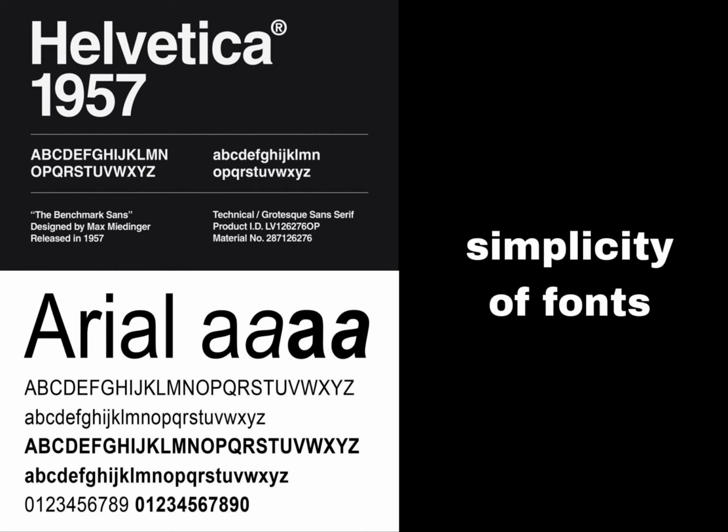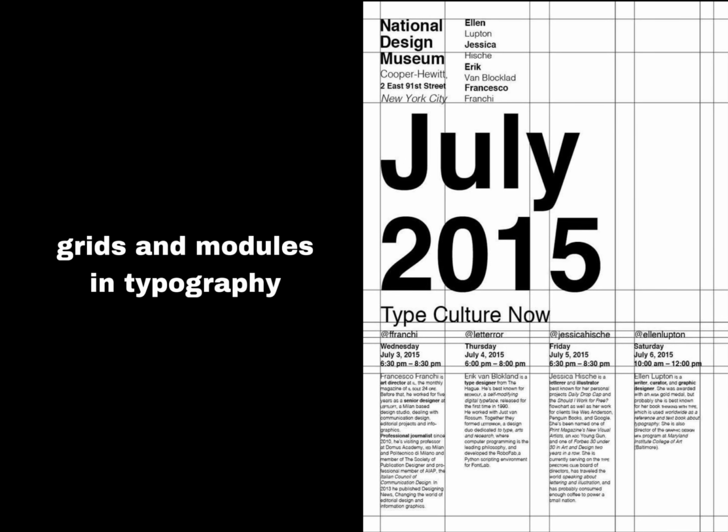Simple, geometric fonts such as Helvetica or Arial are often used in minimalist designs. Thirdly, the use of grids and modules helps to create a logical structure and order. A clear and understandable composition makes the perception of the text intuitive.